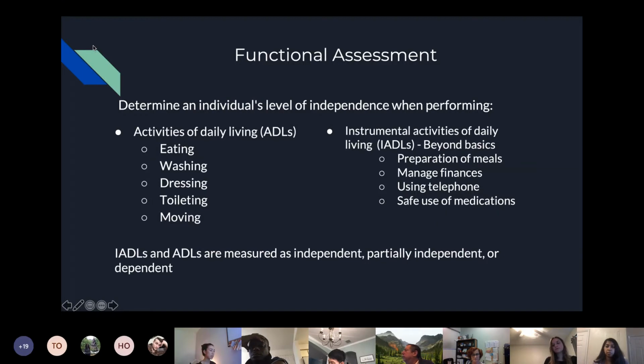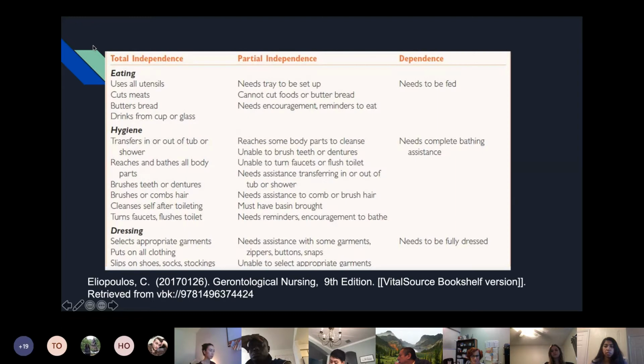So it's important to assess their functionality. You can do this by even just asking the patient if they've noticed changes. You can also ask loved ones if they've noticed anything that's concerning. And of course, it's just always important to be patient because they may be better at certain times of the day, such as in the morning.